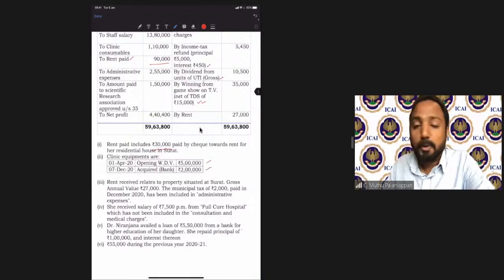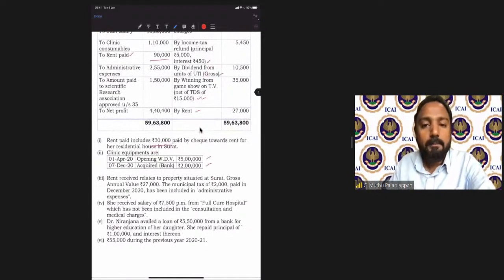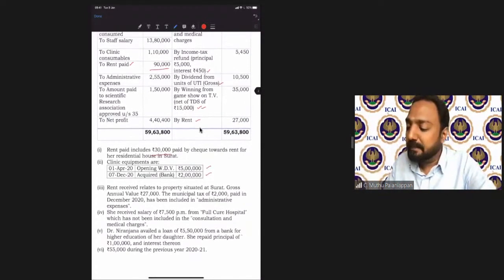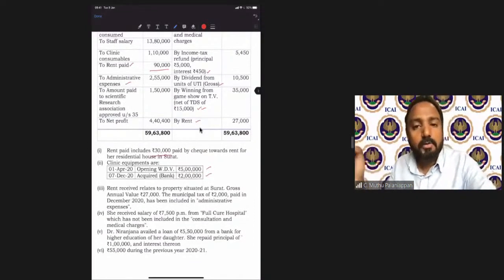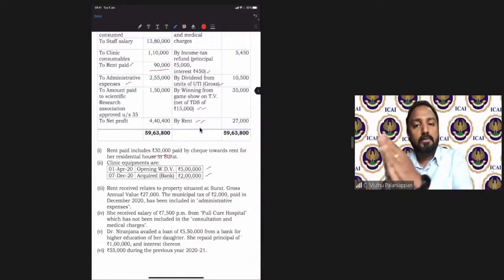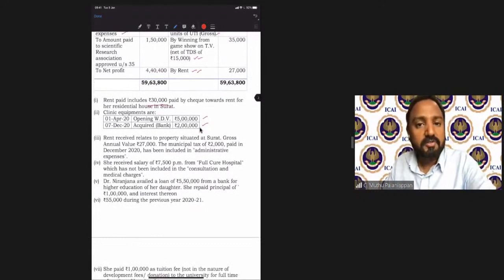The next one is related to rent receipts. Rent receipt relates to property situated in Surat, where the annual value is 27,000. This rent I need to compute under income from house property. And then there is this 2,000 paid in December 2020, the municipal tax. Municipal tax is allowed on a payment basis, so whatever has been paid during the year is allowed as an expenditure. Municipal tax paid is included in administrative expenses, so I need to remove this from administrative expenses. It is not part of administrative expenses, so I need to make an adjustment there. And I also need to reduce it from here. So there are two adjustments for rent. Rent, I move to income from house property. I reduce municipal tax. These two things I need to do. She received a salary of 7,500 per month, which is not being included in medical charges.